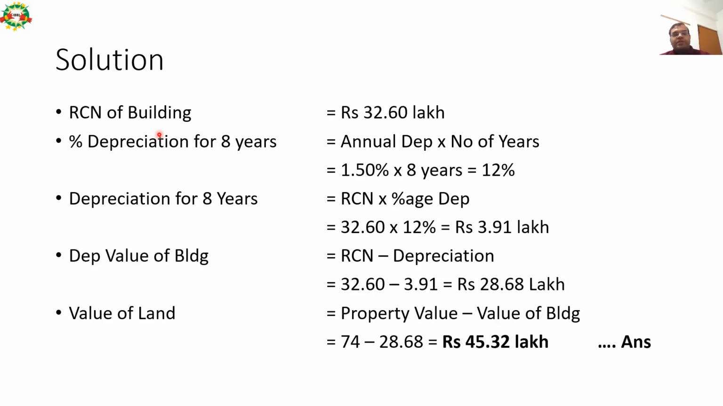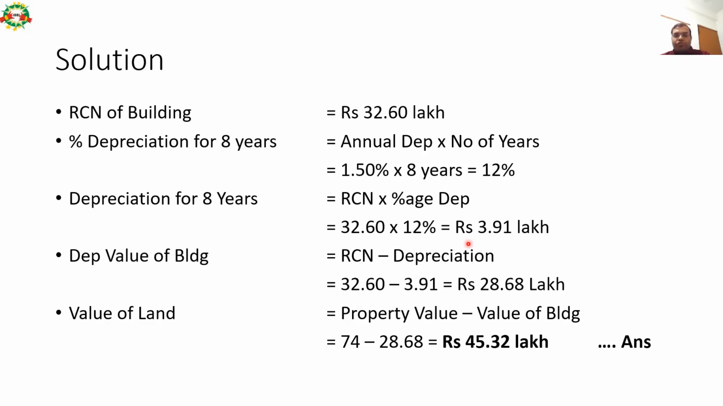So since RCN of the building has been given as 32.60 lakhs, annual depreciation is 1.5%. Since the age of the building is 8 years, the total percentage depreciation for 8 years of the building is equal to 12%. Then the depreciation amount for 8 years of the building is RCN into percentage depreciation, which is equal to 32.60, as given in the question, and 12% cumulative depreciation for 8 years. That means 3.91 lakh rupees is the depreciation on the building.